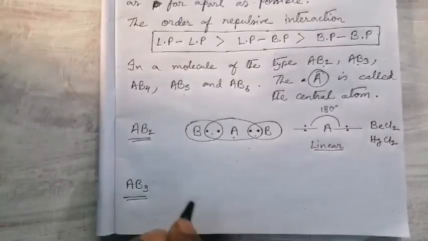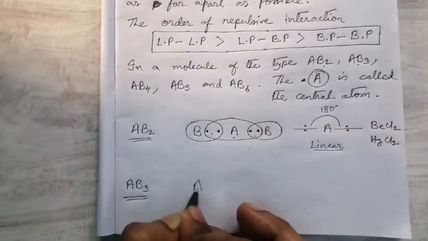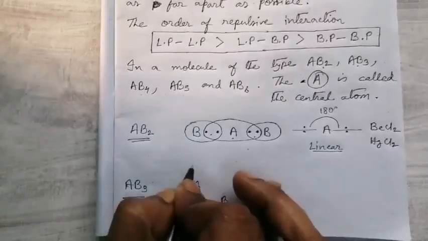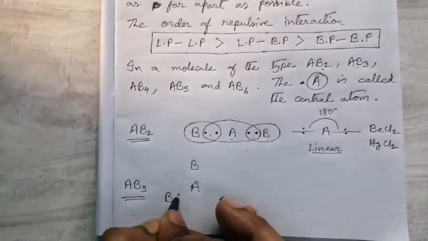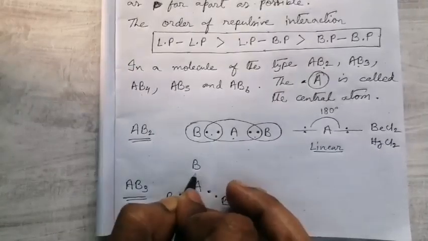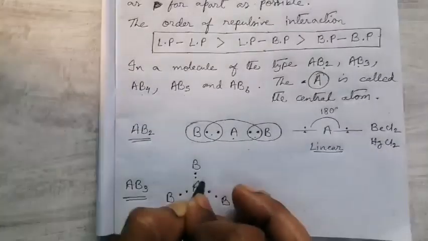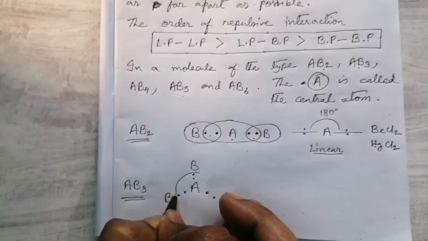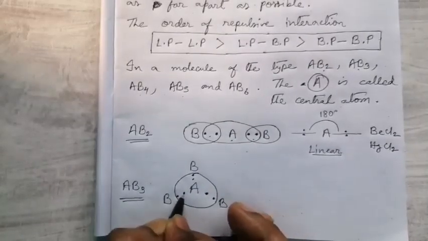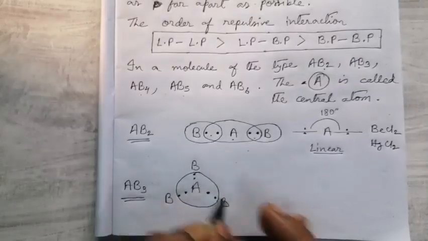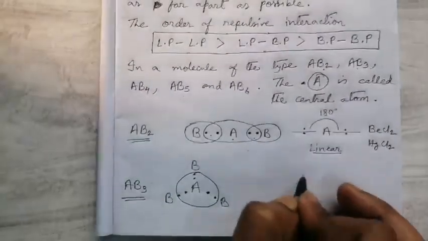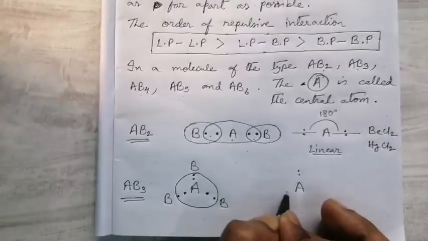AB3, here the central A is surrounded by how many B atoms? 3 B atoms. Now each B atom is sharing an electron pair with the A atom. So you can see the A atom has how many electron pairs? 3 electron pairs. Now these 3 electron pairs the A atom can keep as far apart as possible to avoid repulsion.